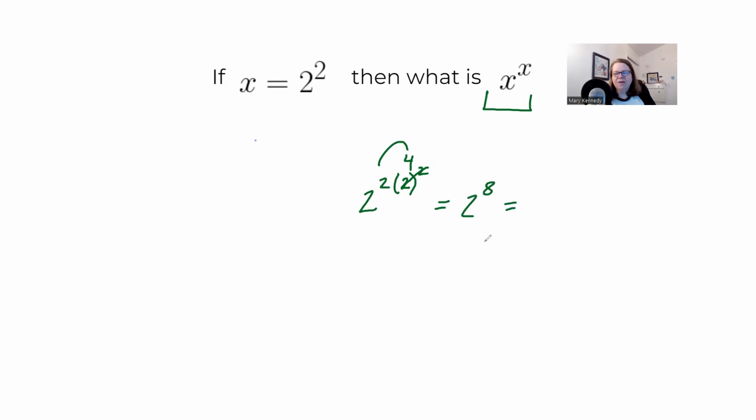And you can go to your calculator and do that, or you can multiply 2 times 2 times 2, and so on, and get, I believe it's 256. So double check it. Yep. All right. So that's what you do.